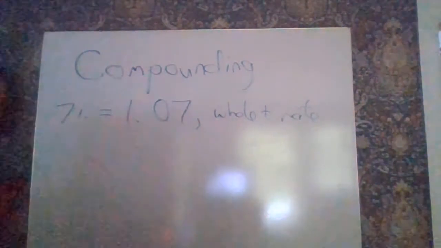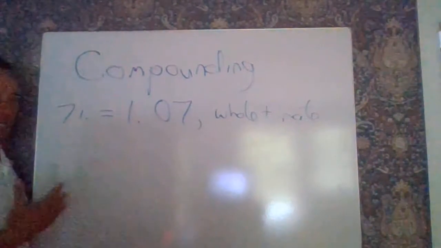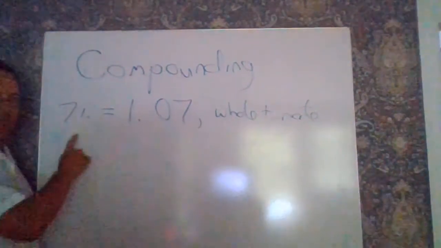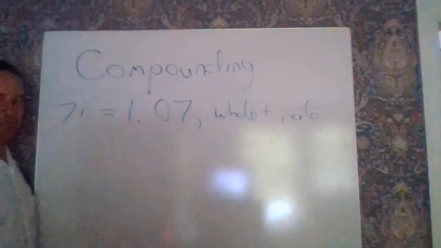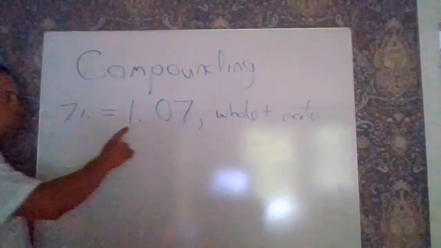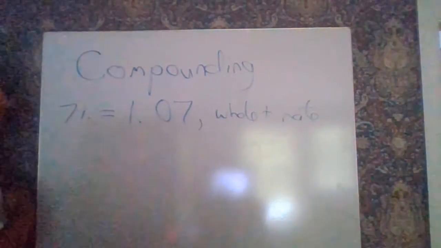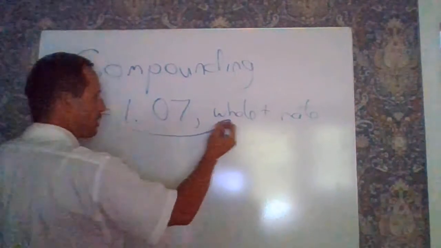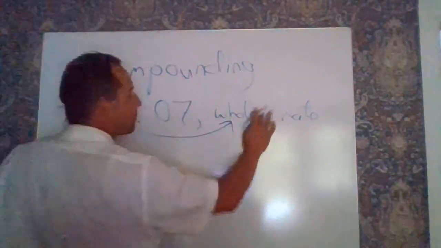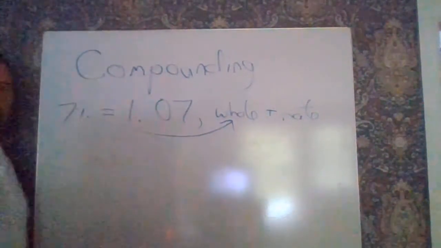Compounding interest. When we hear people in advertisements give an interest rate, say for example, 7%, they say 7%, but what they mean is 1.07. And what that means is 1 represents the whole or the starting amount plus the rate of growth.